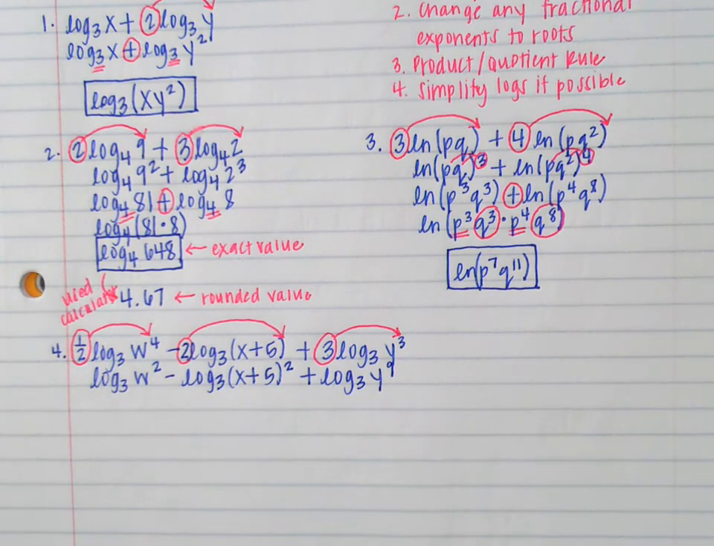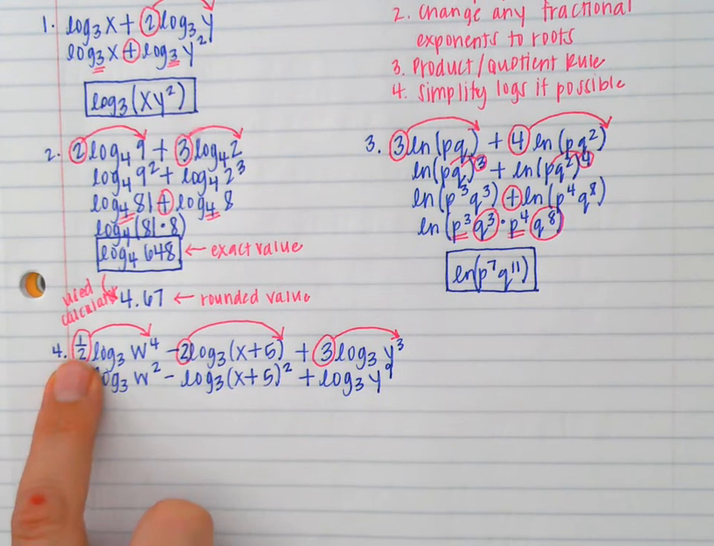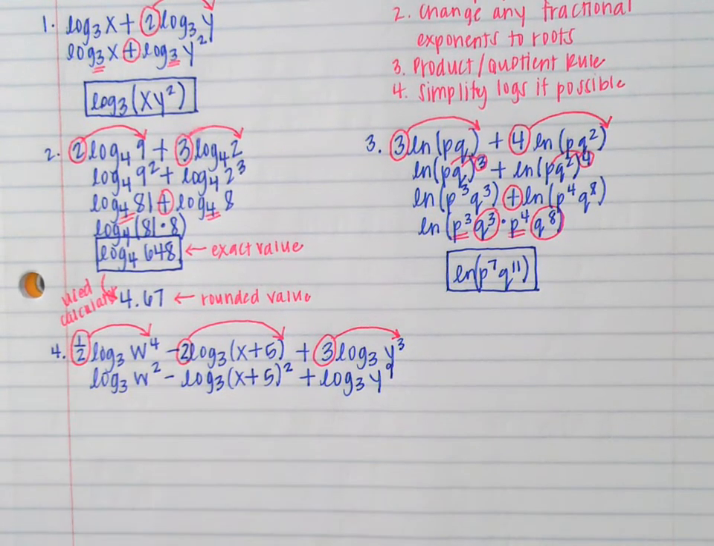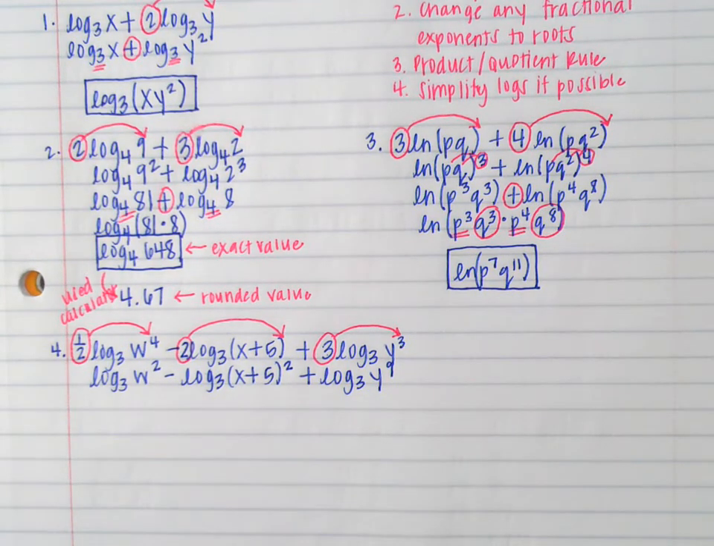Okay, change any fractional exponents to roots. My fractional exponent turned into a whole number, so I don't have to worry about that. I'm realizing that I don't have any examples of that in this one, so maybe we'll do one more. And then my next step would be to do the product and the quotient rule. So I look to see what's positive and what's negative, because we have some positive, we have some negative.